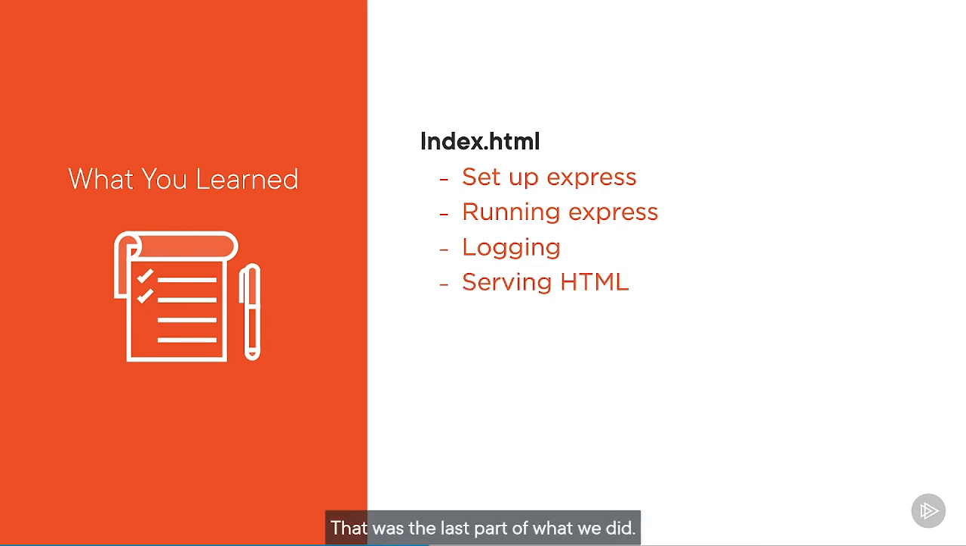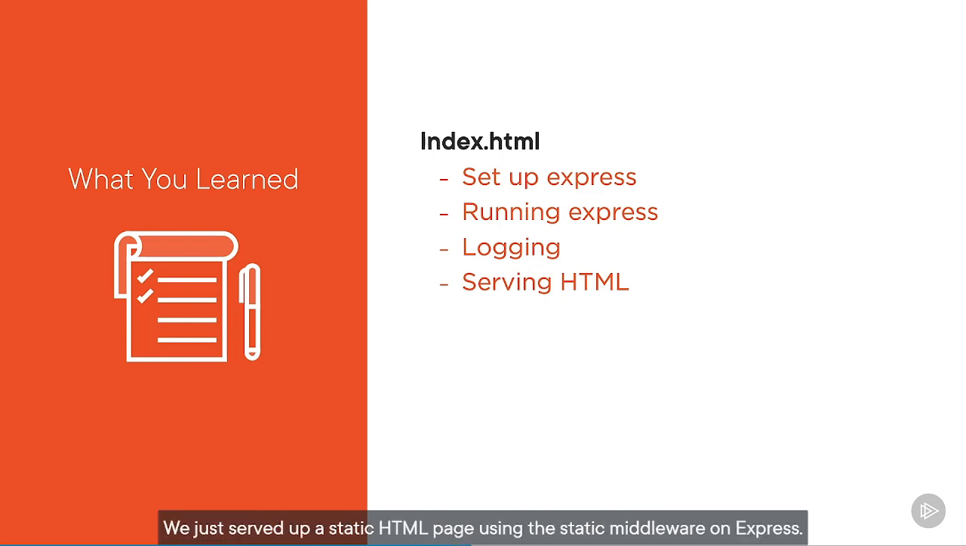We served up some HTML. That was the last part of what we did. We just served up a static HTML page using the static middleware on Express. And so that gave us our index.html.